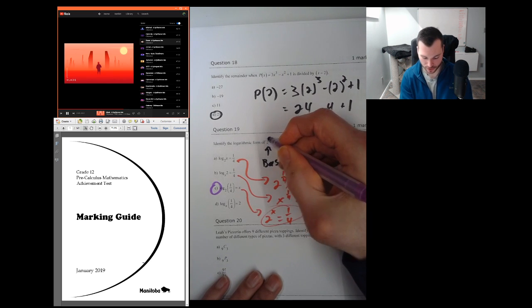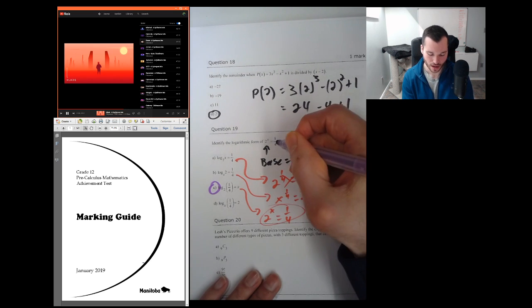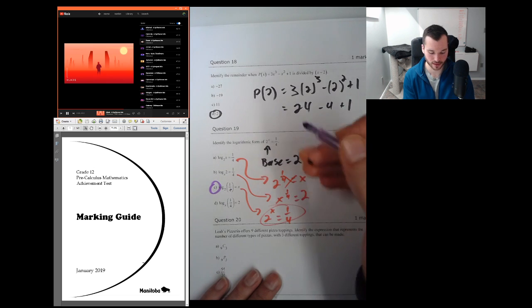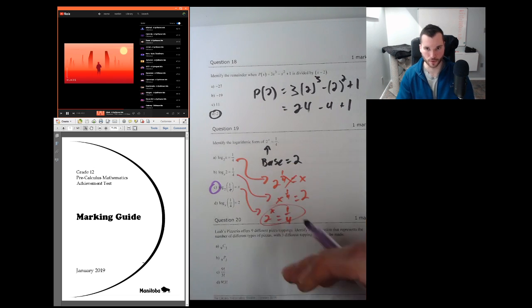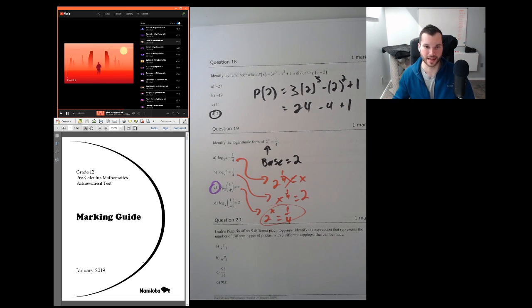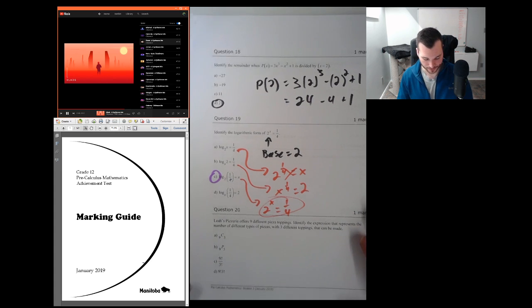The base was 2, so we know that has to be our logarithm base. Our answer becomes our new argument, and then our exponent becomes our new answer. I think I literally said that in our notes earlier on or later on. Welcome. Okay, let's keep on going.